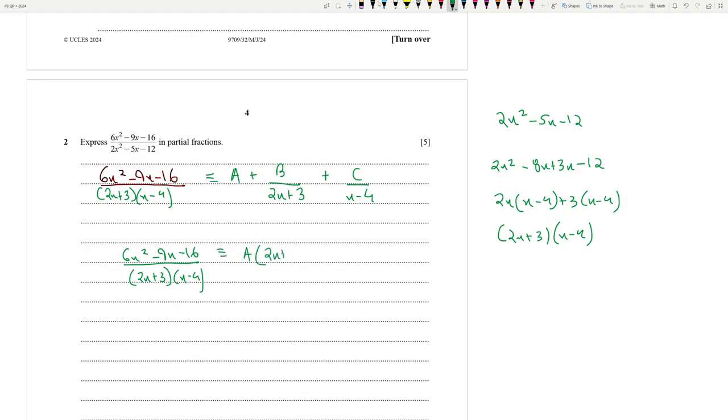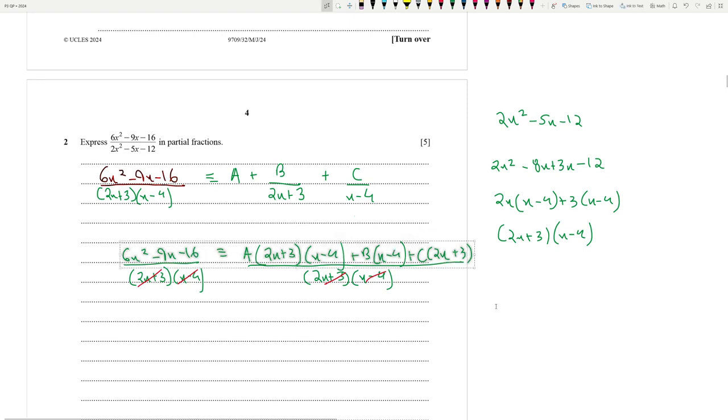A will be multiplied with both of them. B will just be multiplied with this. C will be multiplied with this. And down below we have this. Fine, so we can get rid of that. So basically this is our end result. We have this over here.